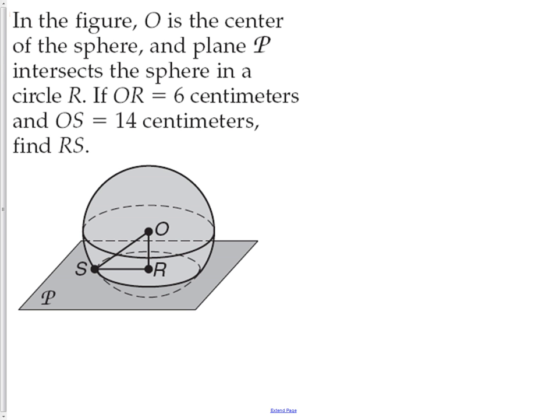Here's a question. In the figure, O is the center of the sphere, and plane P intersects the sphere in a circle R. So it kind of slices through. If OR is 6 centimeters and OS is 14 centimeters, find RS.